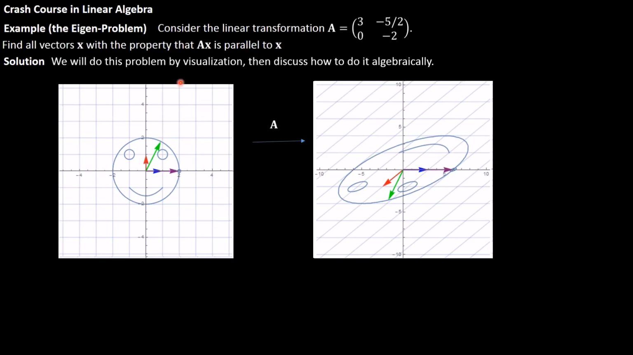And it turns out there aren't any others. So you can check algebraically that A times (1, 0) is (3, 0). So that's saying that the blue vector maps to 3 times the blue vector. And you can also check that the green vector, (1, 2), maps to (-2, -4). So it maps to a vector that's twice as long but pointing in the opposite direction. But the point is, they're parallel to their image.